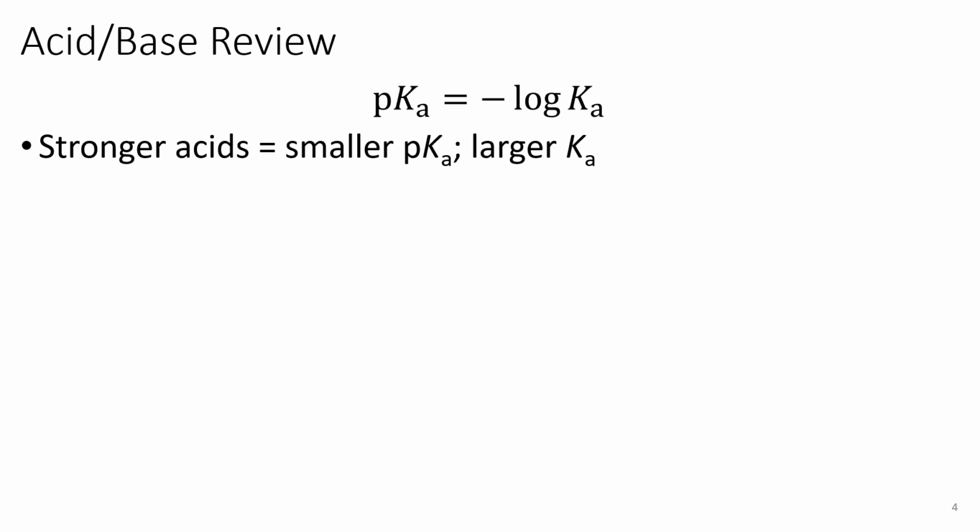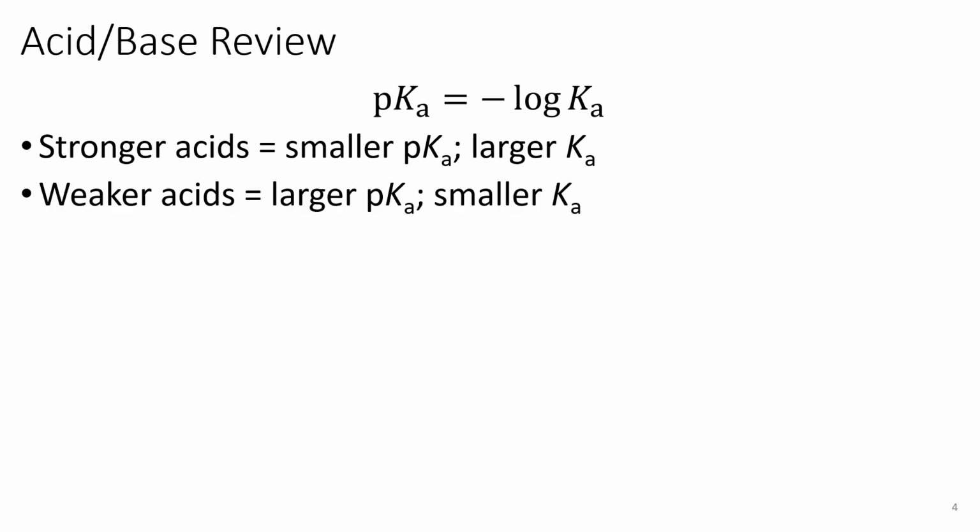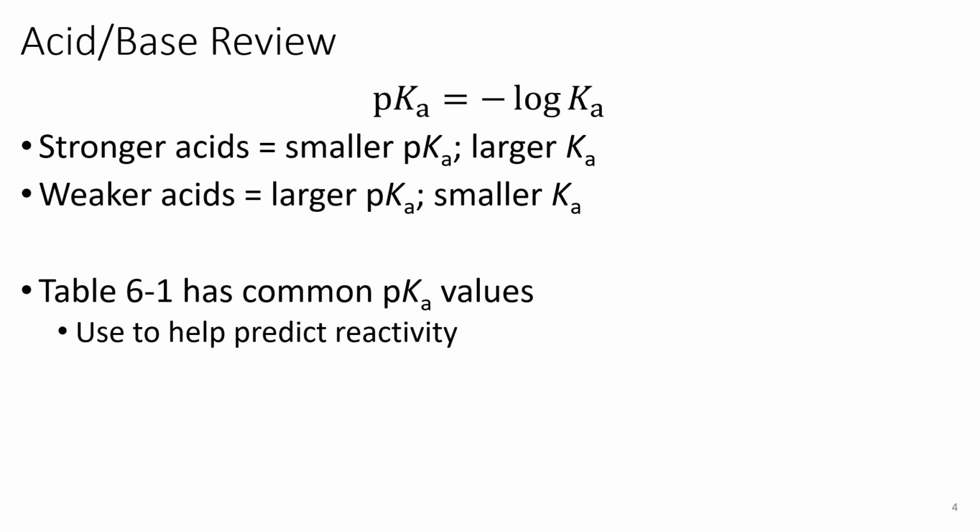And what we see is that stronger acids are going to have smaller pKa values. If they're truly a strong acid, the pKa value will be negative. This implies that the larger the Ka value is, the more dissociation we have, and the more it favors the products. Weaker acids will have larger pKa values, so pKa values of 14, 18, 26, 30. These represent those smaller Ka values, the ones that favor the reactant side more than the product side.